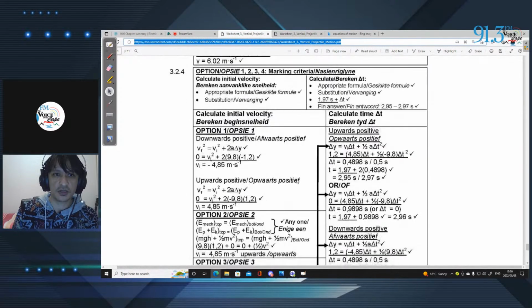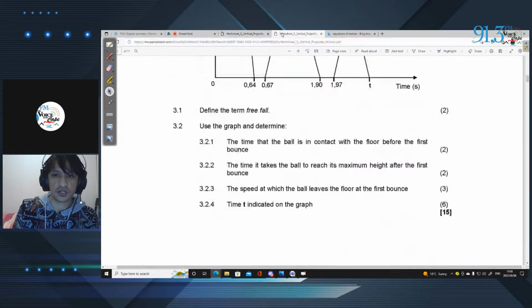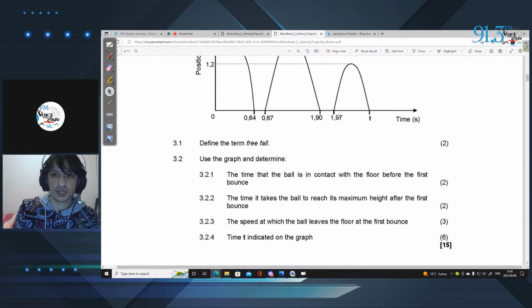First, we have to calculate the initial velocity, right? And what velocity is that? Well, we're going to need this velocity over here. It's 1.97 seconds. What is this initial velocity before it comes up and drops down here?